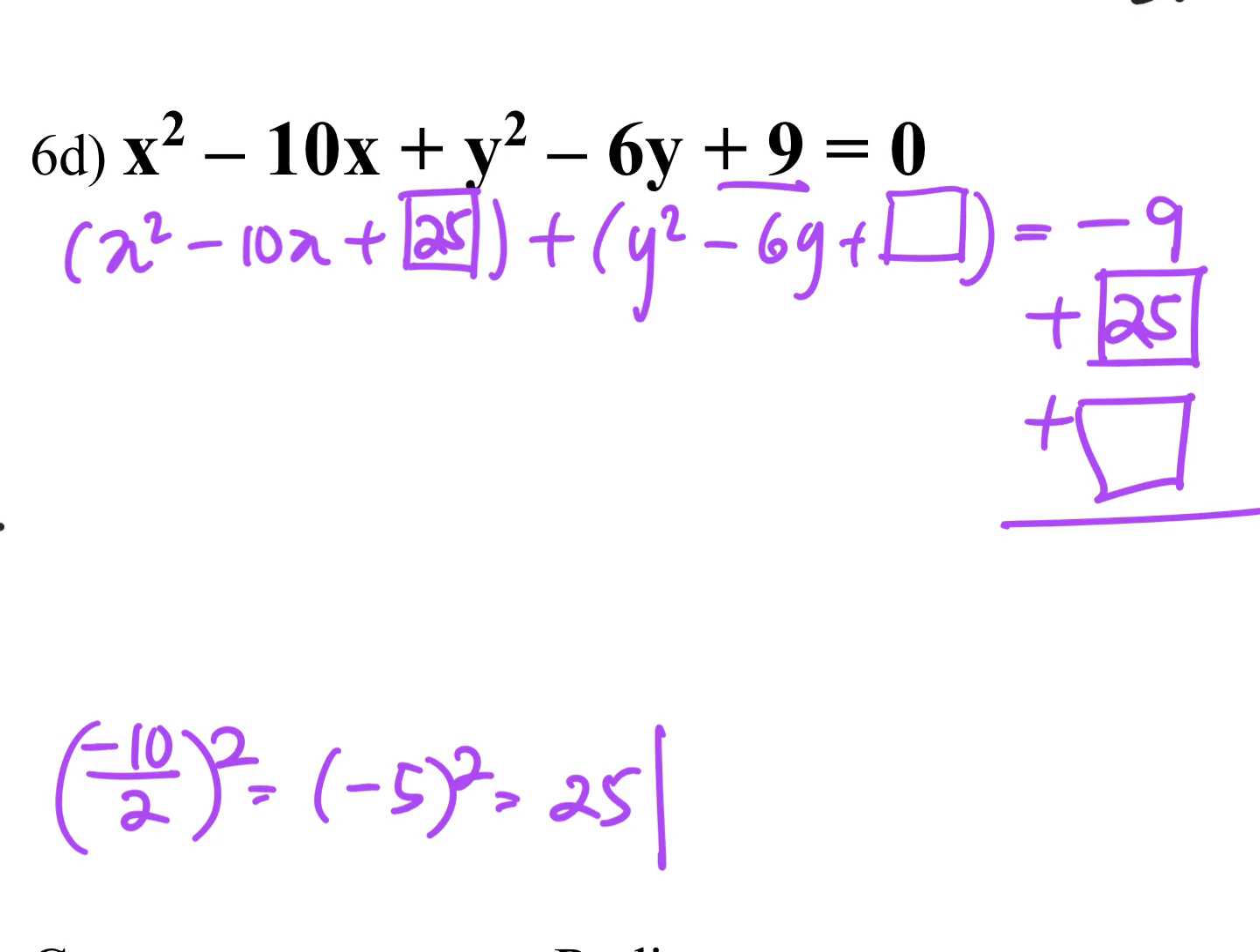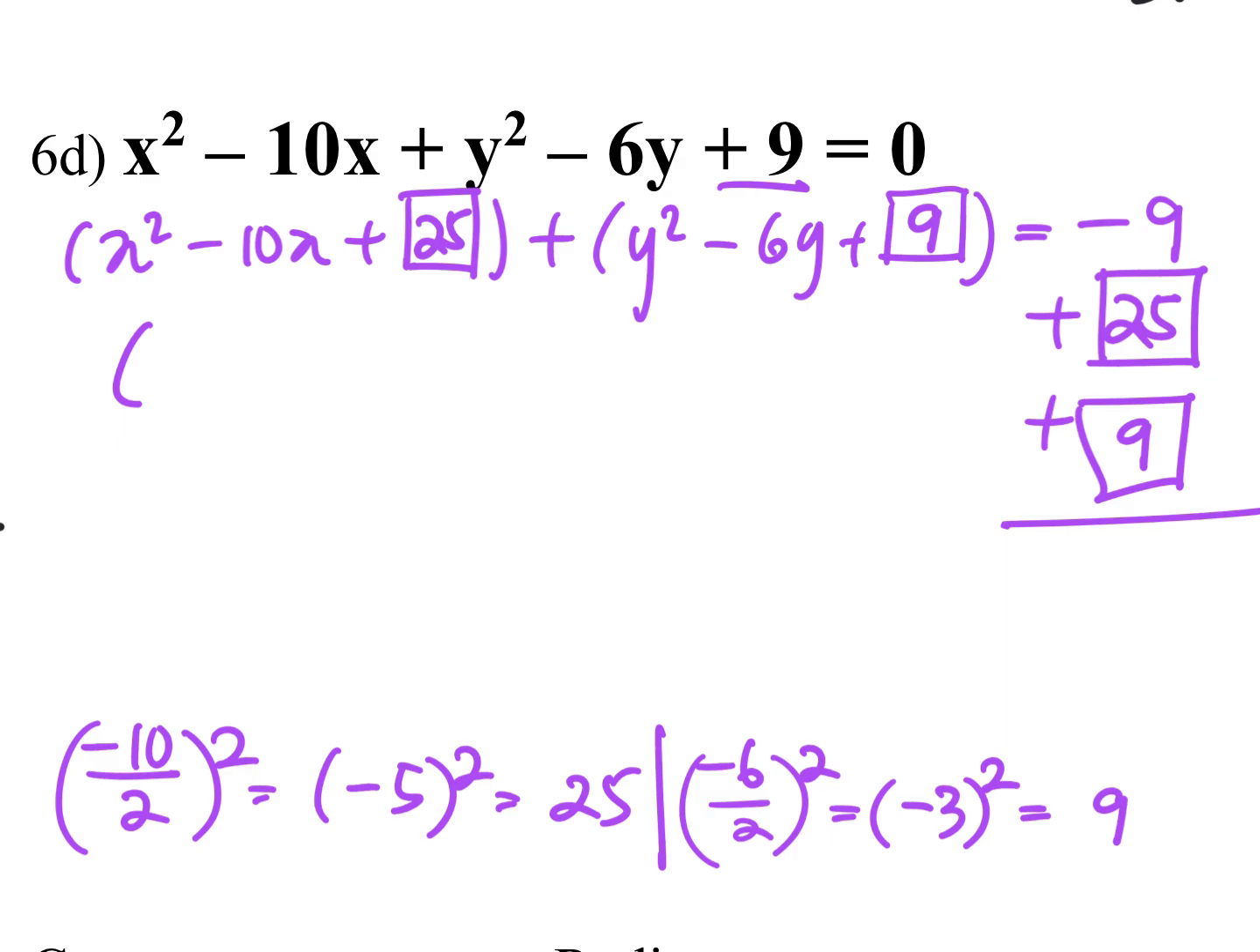My middle term is negative 6 divided by 2. Square it. Negative 6 divided by 2 is going to give you negative 3. Square it, and it will become positive 9. So that's going to be 9, and that's going to be 9. So now let's factor these two together.